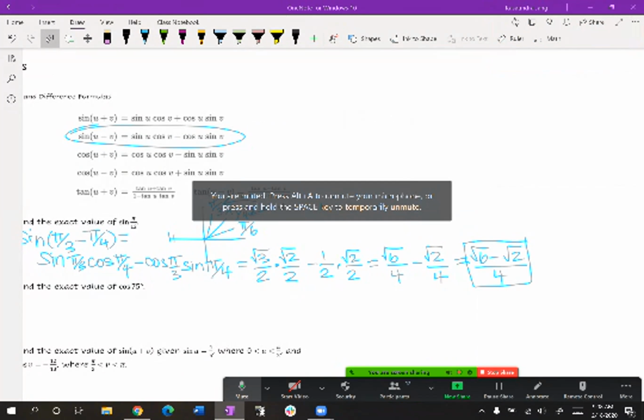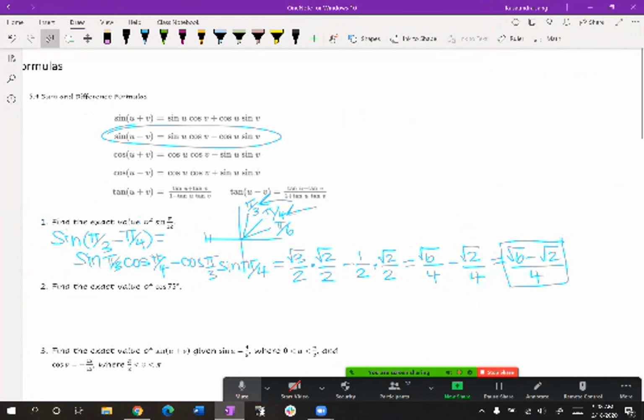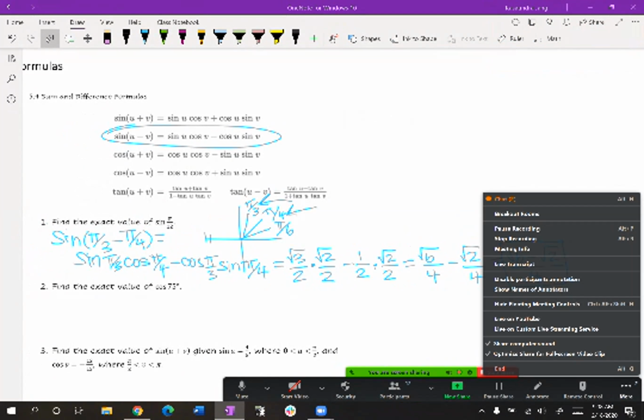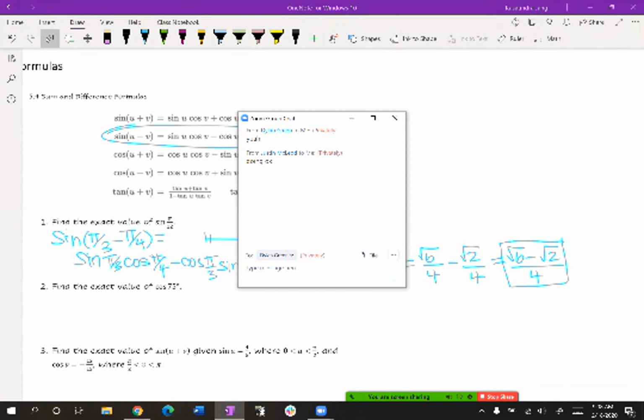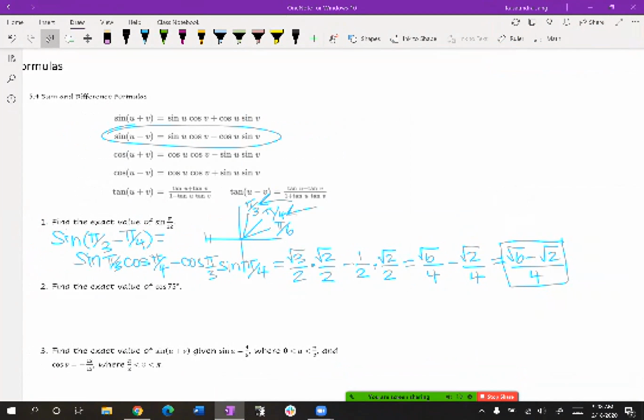How are you guys doing on this one? You okay with this first problem? Yeah, we're doing all right. Okay. All right, let me know if you guys have questions. You guys are here today, so let me know what you got.